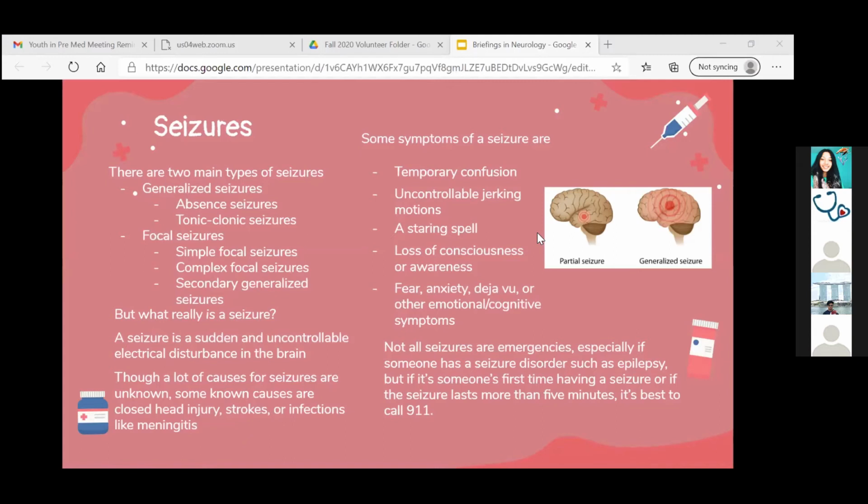Some symptoms of a seizure are temporary confusion, uncontrollable jerking motions in the arms and legs, a staring spell, loss of consciousness or awareness, or cognitive symptoms such as fear, anxiety, or déjà vu. Not all seizures are emergencies, especially if someone has been diagnosed with a seizure disorder such as epilepsy. But if it's someone's first seizure or the seizure lasts more than 5 minutes, it's best to call 911.